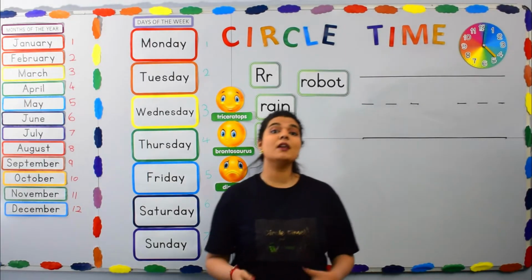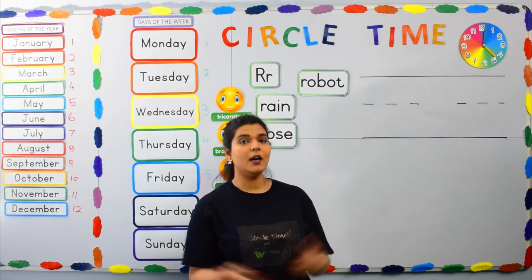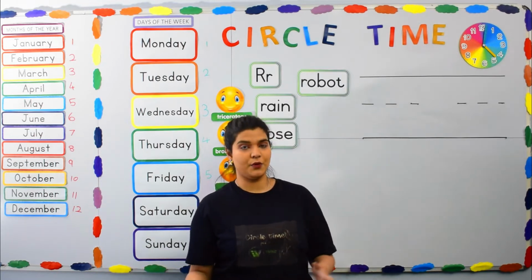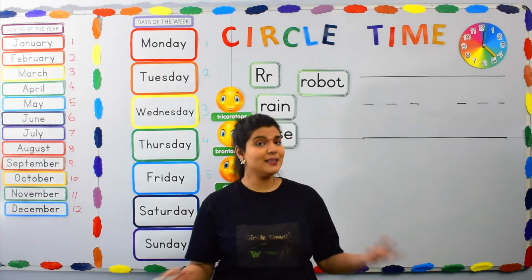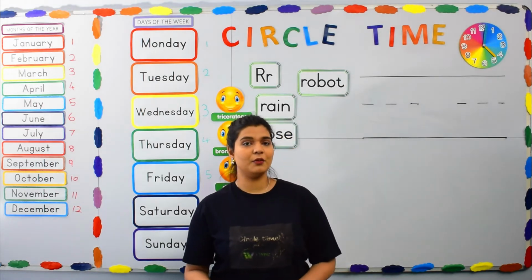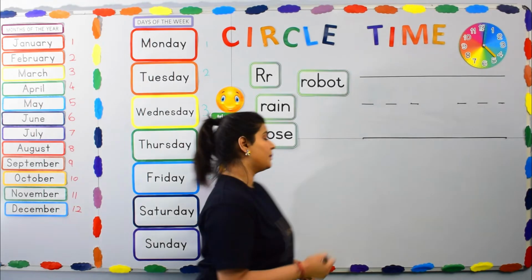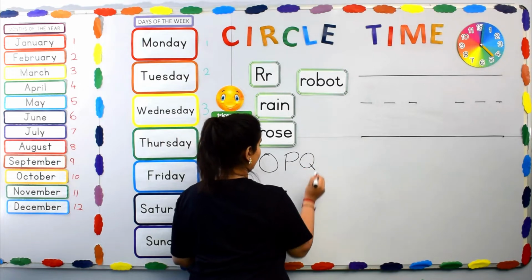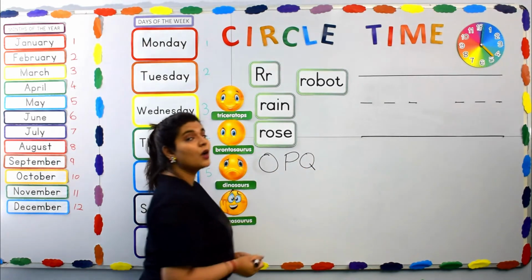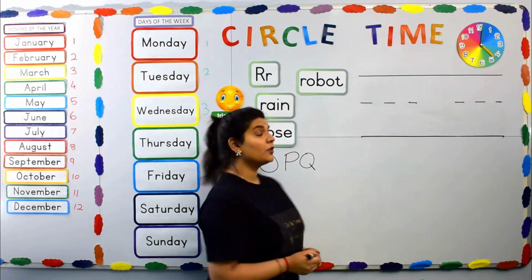Okay, so those are our 4 seasons of the year and how we know that they are different. We have learned about letters of the alphabet and we're still learning about letters of the alphabet. We have learned about letter O, P, and Q. O makes the sound O.